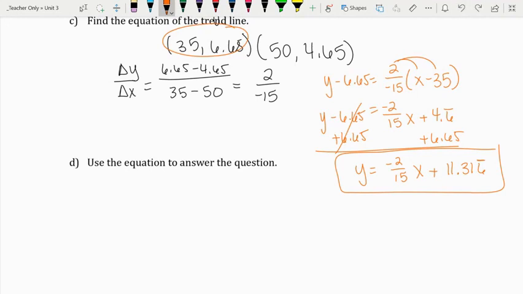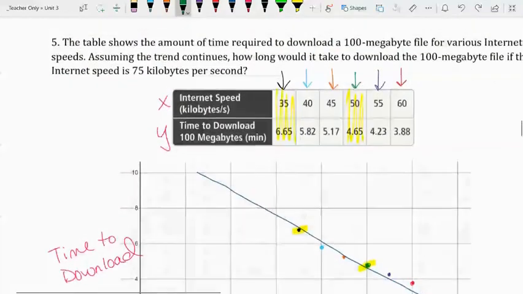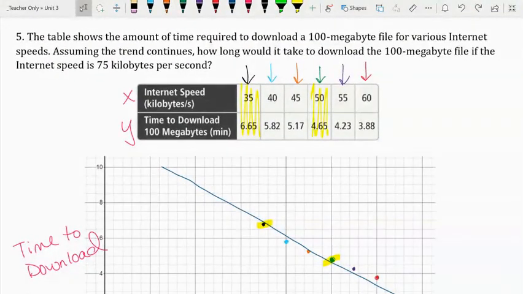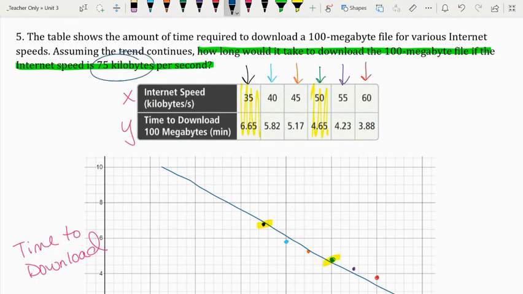Okay. So we're going to use the equation to answer the question. Well, if we go back up here, our question is, how long would it take to download a 100 megabyte file if the internet speed was 75 kilobytes per second? So this is asking me to plug in 75, right? Because this one automatically is 100 megabytes. So it's asking for me to plug in 75 to x.